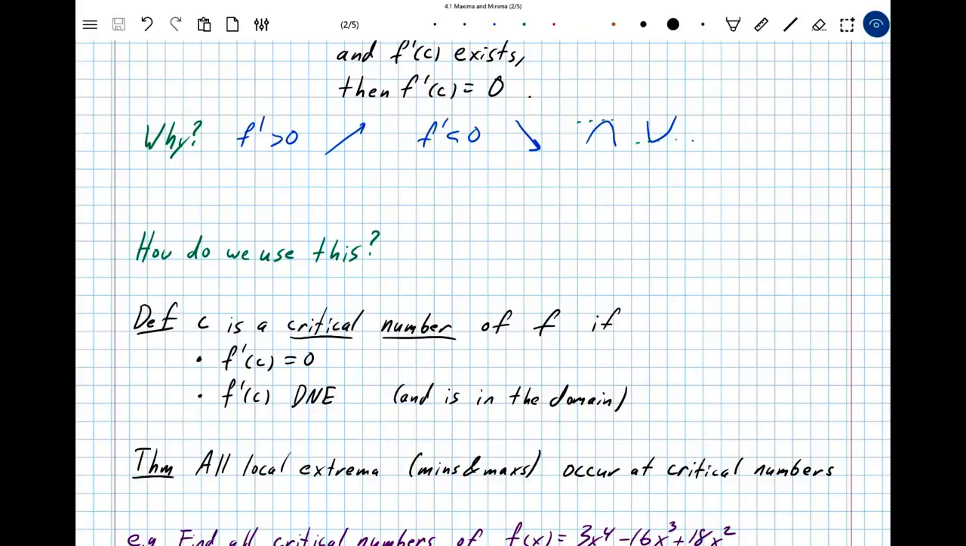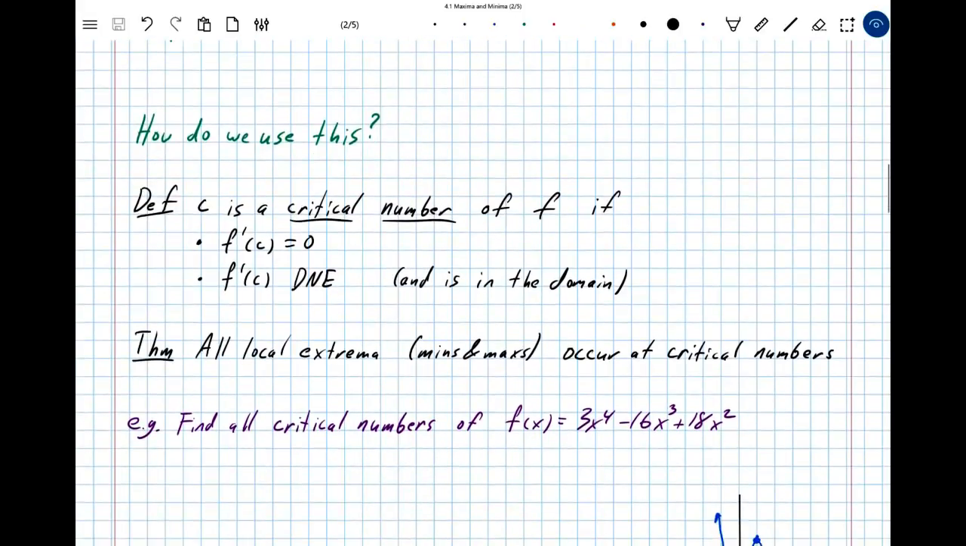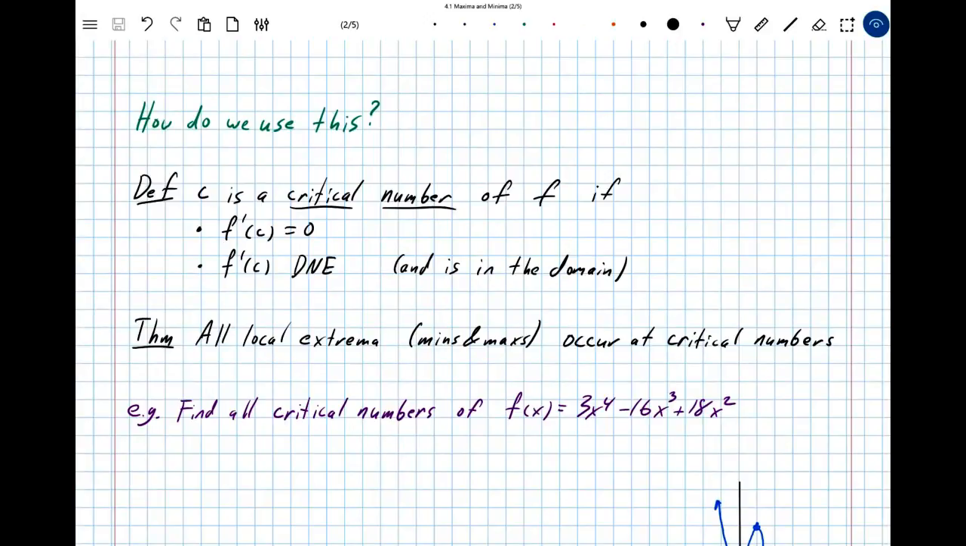So that's it, right? Either Fermat's theorem applies and the derivative has to be 0, or it doesn't apply, in which case the derivative doesn't exist. If we just check for both of those, then we can find all of our local maxes and mins. Okay, and this is exactly what the next theorem says. All local extrema, so those are my mins and maxes, occur at critical numbers.